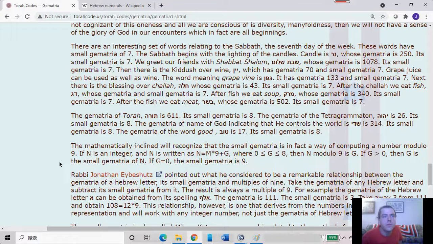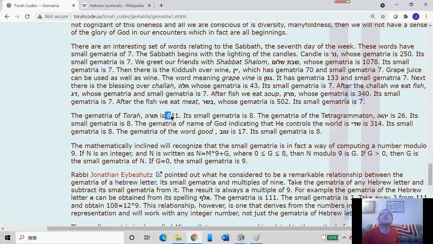So if you want to go with me on a little journey here, the gematria of Torah, we just looked at this, is 611. Its small gematria is 8. The gematria of the tetragrammaton is 26. The tetragrammaton is the name of the Lord, Yahweh. Its small gematria is 8. The gematria of the name of God indicating that He controls the world is 314. Its small gematria is 8.